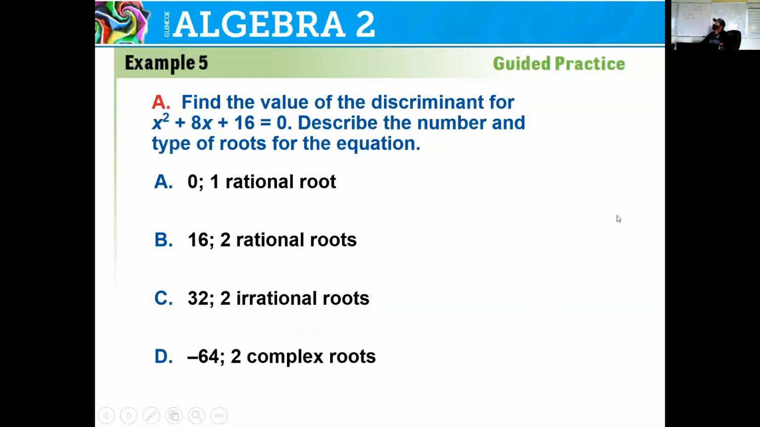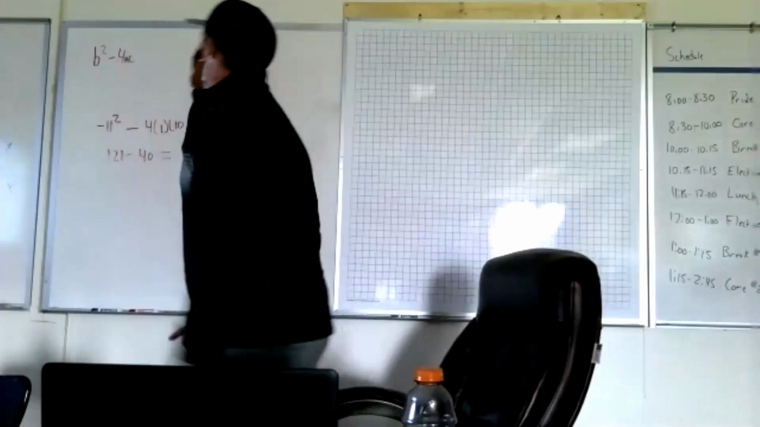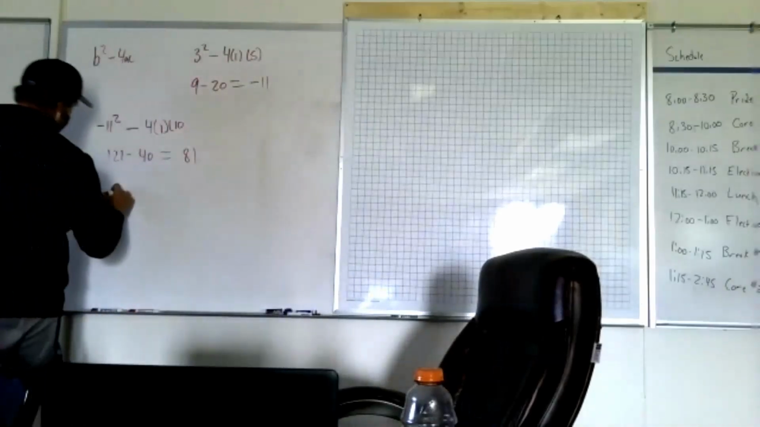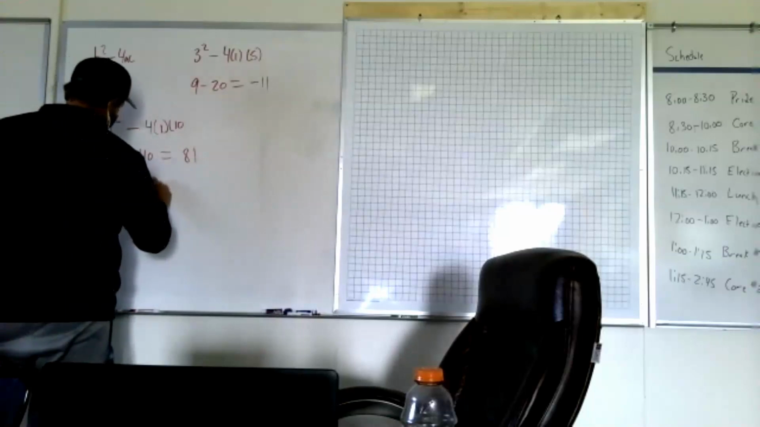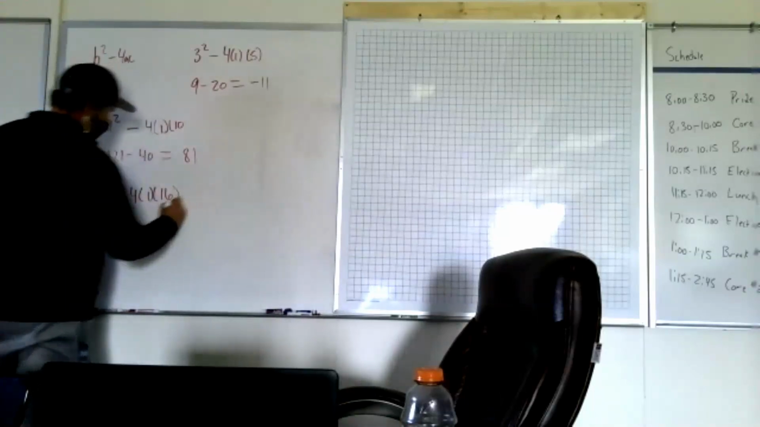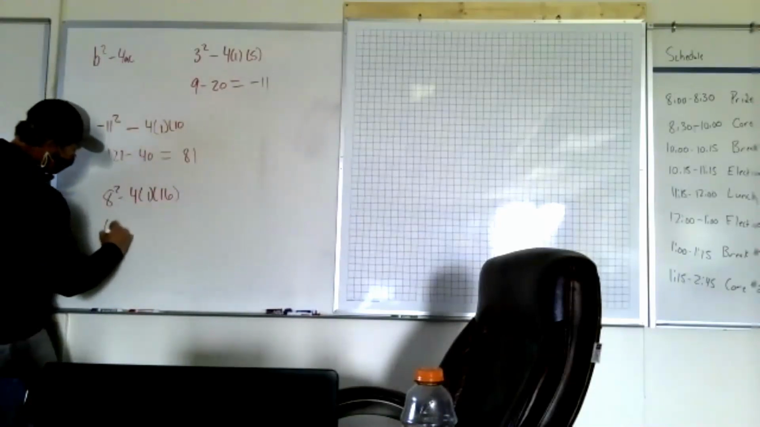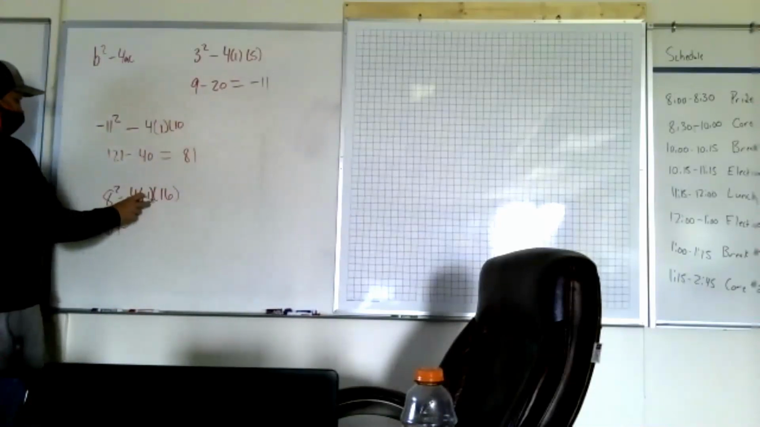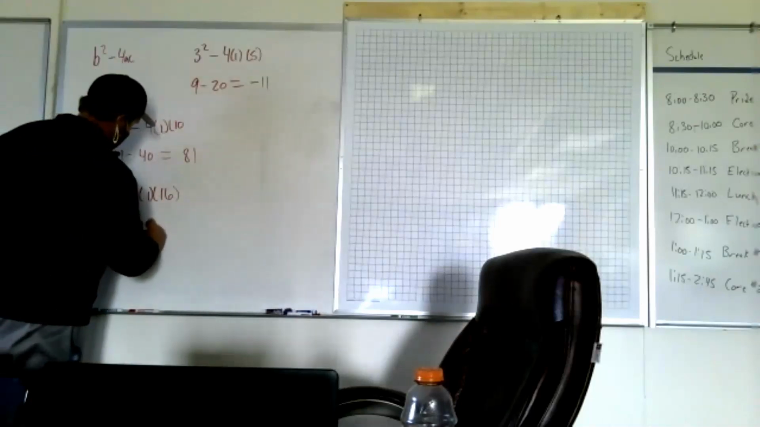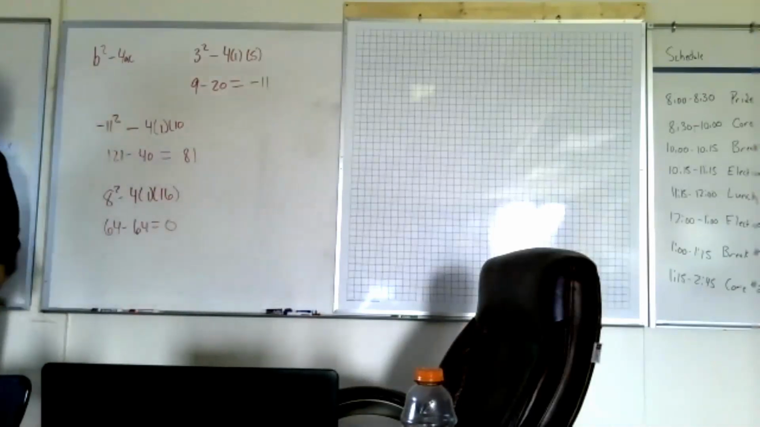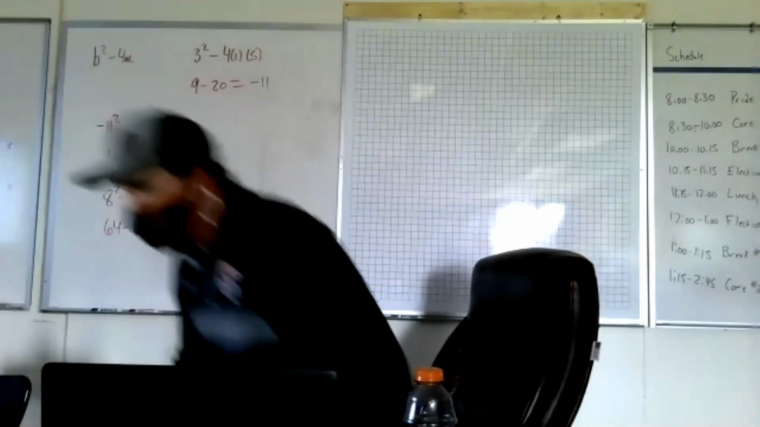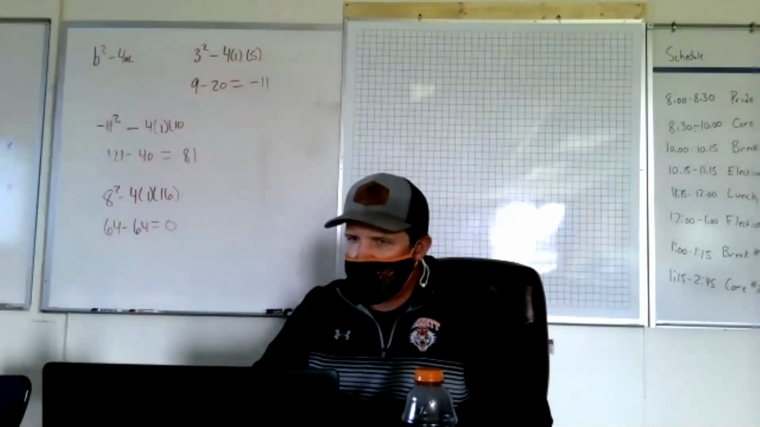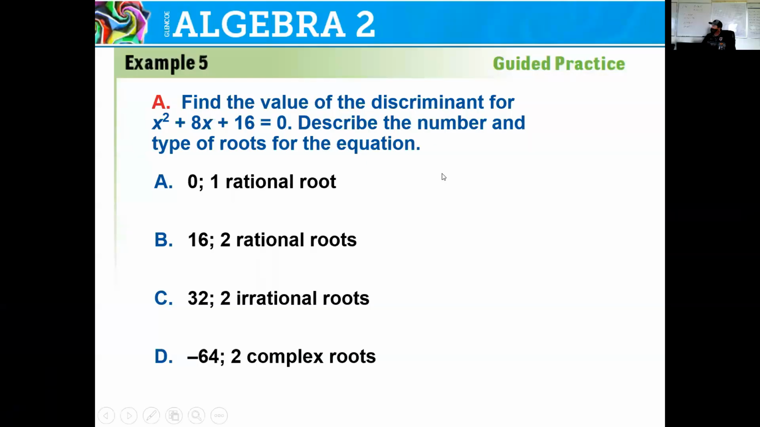And the final one, we have x squared plus 8x plus 16. We find the discriminant. That is 8 squared minus 4 times 1 times 16. 8 squared is 64. Minus 4 times 1 is 4, times 16 is 64. So that sets up equal to 0. So the value of the discriminant is 0, means we have one rational root. The vertex is on the x-axis in this case.